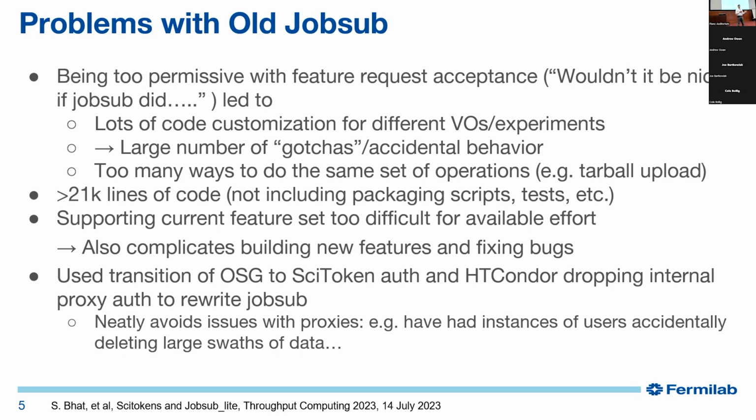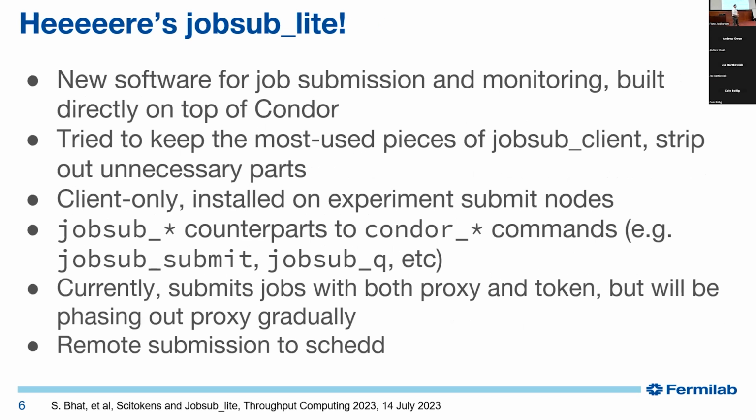So we decided to take advantage of the transition of the OSG organization to SciToken authorization and HTCondor dropping internal proxy authorization to rewrite the whole Jobsub software stack. And that also helped us neatly avoid the issues with proxies that have been discussed ad nauseam here. Namely, you have examples of users that can accidentally, within a batch job, delete large swaths of data. This actually happened to us, and recovering that was not fun. Thankfully, I'm not the one who had to do that.